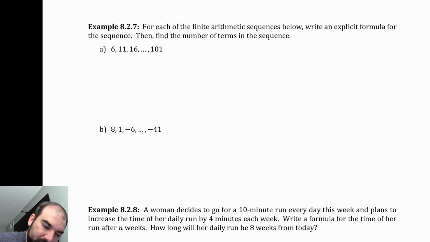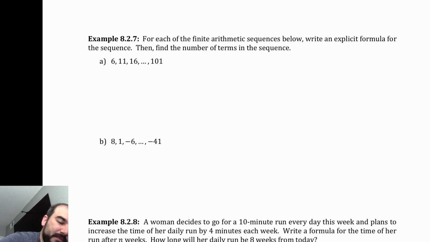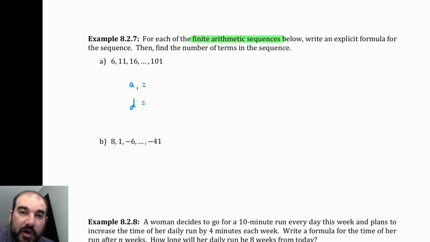So if I know, let me see if there's an example, like write an explicit formula for the sequence. I think those are fine. Let me do one of these. We have a sequence given here. We are told that it is an arithmetic sequence, and we want to write an explicit formula. So all we need for this explicit formula is to figure out what A1 is and what D is, and then we can write the formula for A sub n.